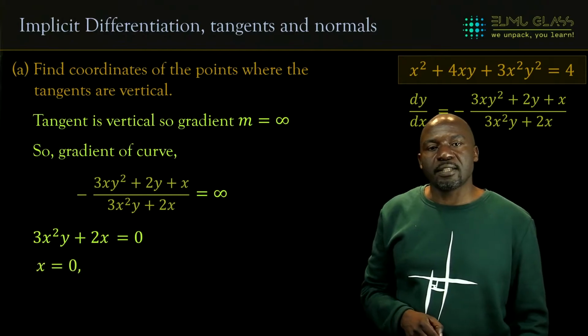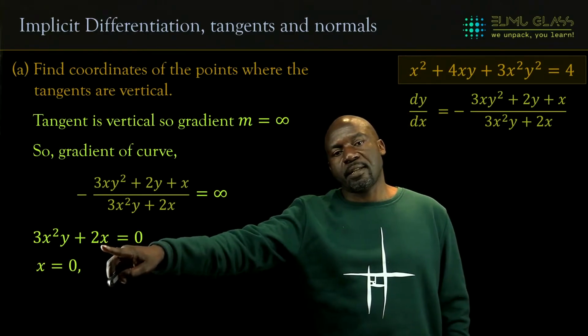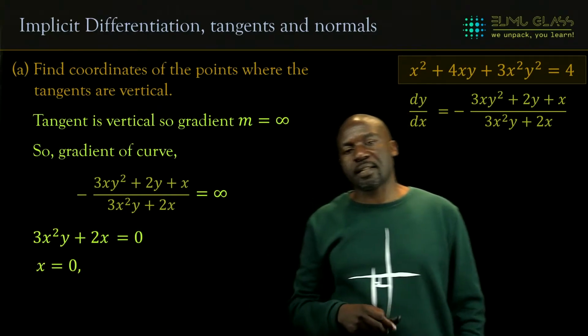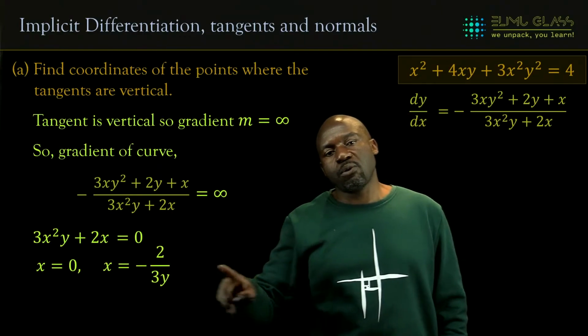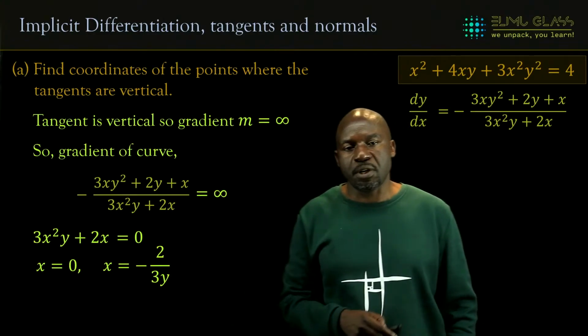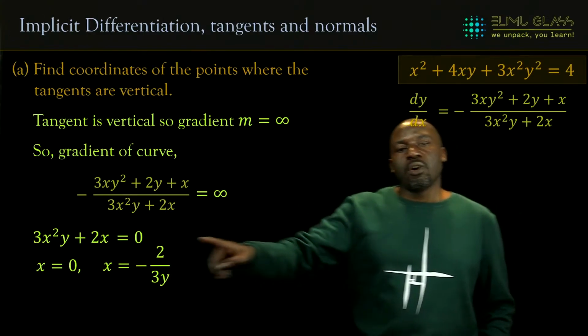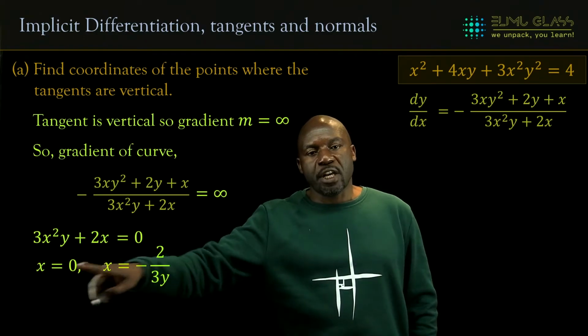And therefore, 3x squared y plus 2x must be equal to 0. And if we factorize that, we'll get x. See, x is here and is also there, so we can factorize x out. So x is 0, or x is negative 2 over 3y. So we now have some potential values of x.